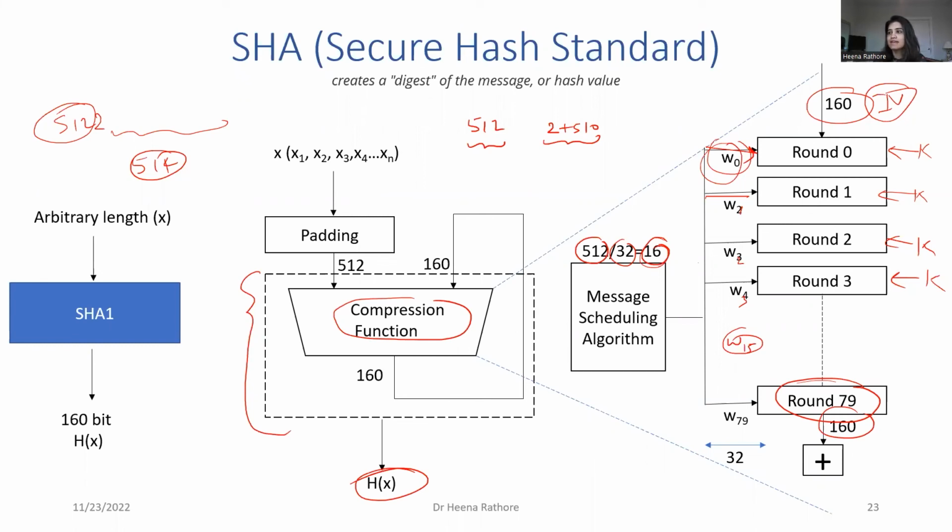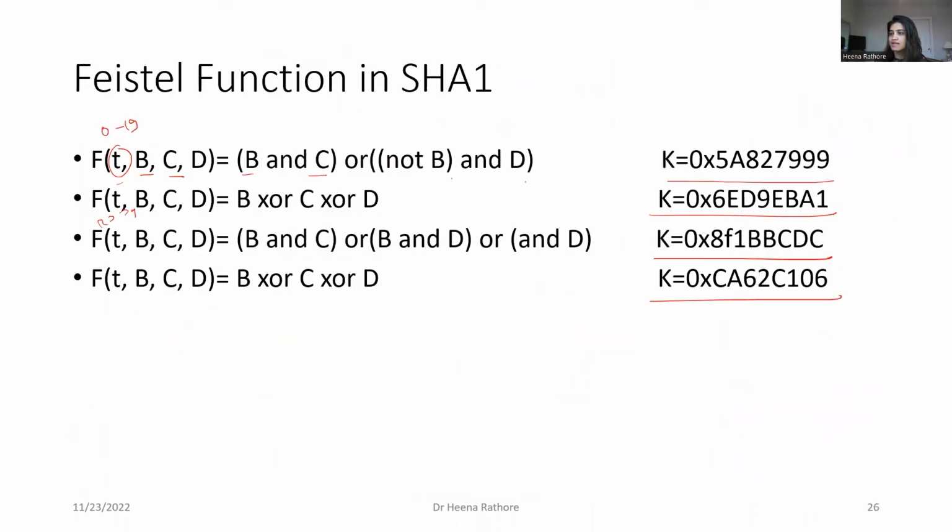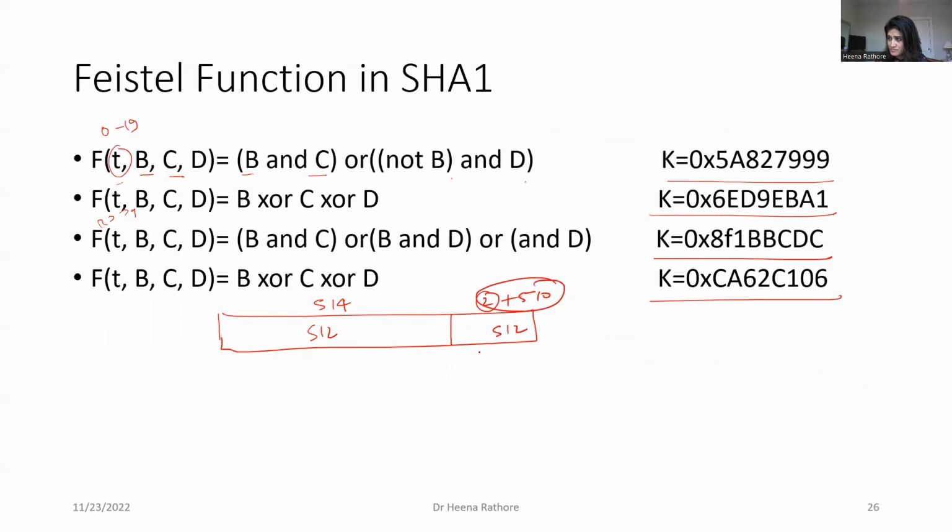But as I said, what happens if it is more than 512 bits? Let's suppose you had an input which is more than 512 bits. So let's suppose it is 514. So 512 would be passed as the first round. The leftover 2 would be added, we would be adding padding. So it becomes 512 bits.